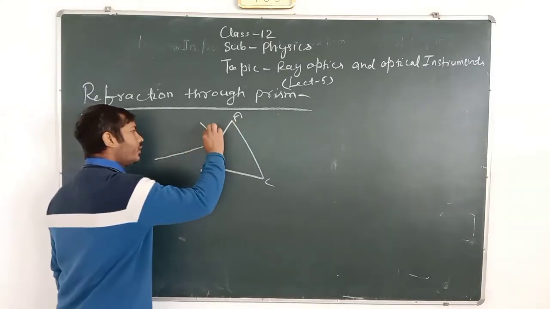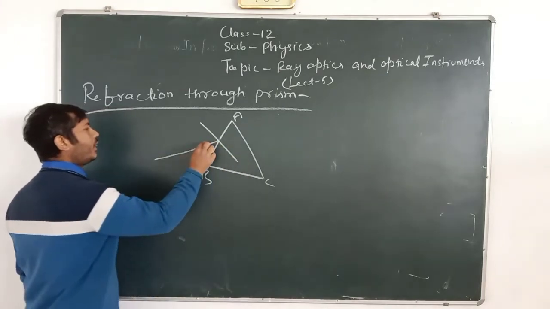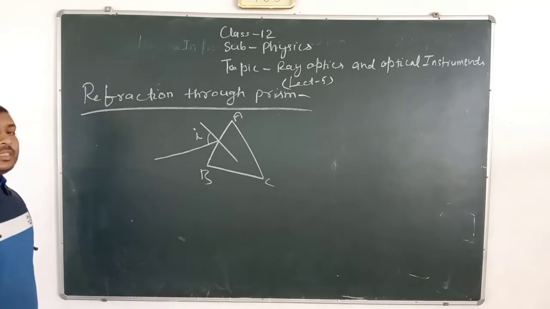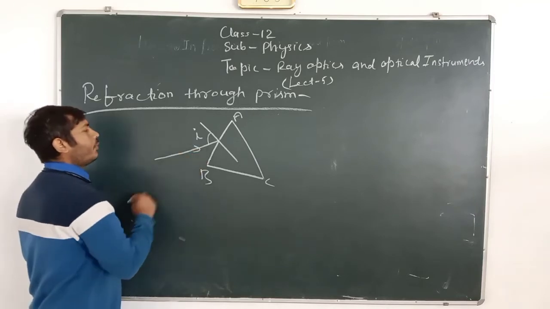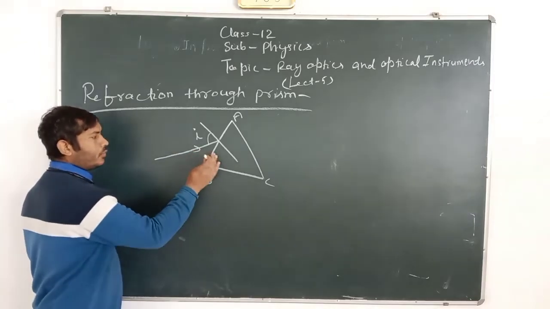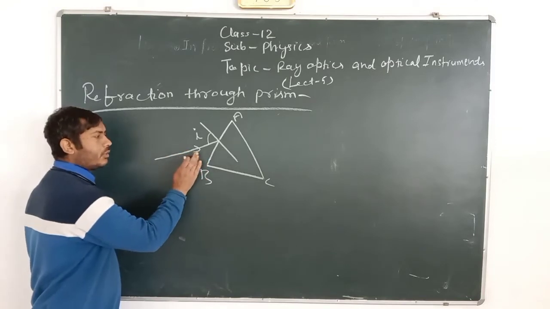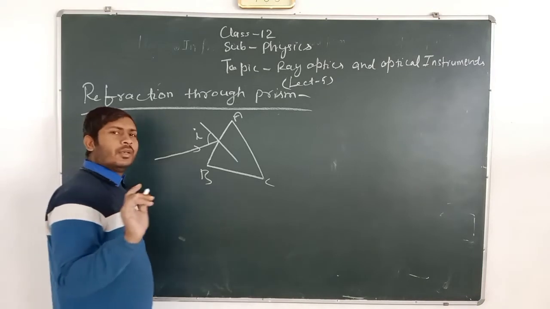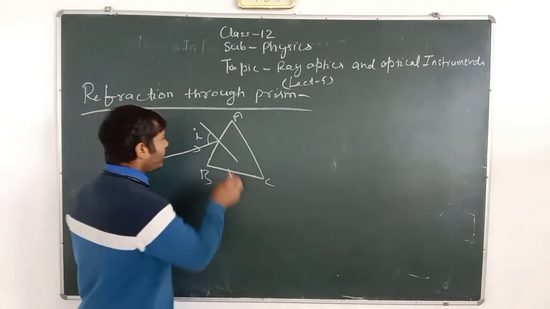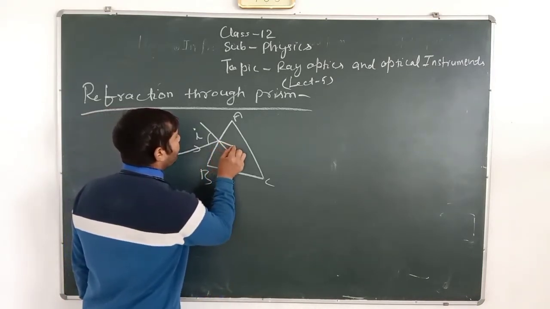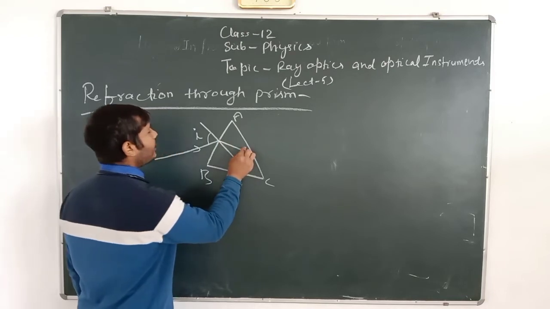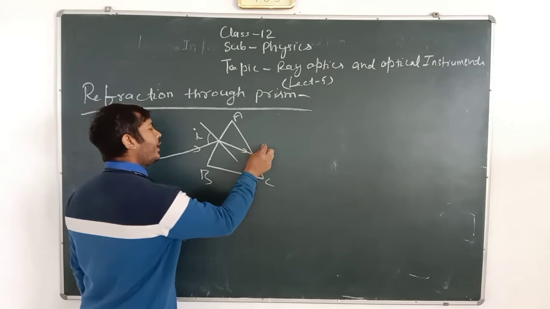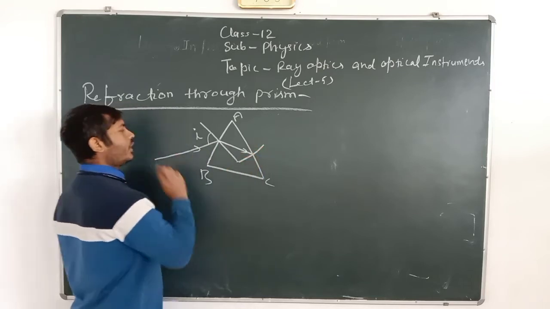It is normal, and it is angle of incidence I. Since in this case, ray of light is moving from air to the glass, means it is rarer medium and it is denser medium. So, ray of light will bend towards normal, so it is bending. And this ray of light is incident on surface AC. Is it clear? And it is normal.